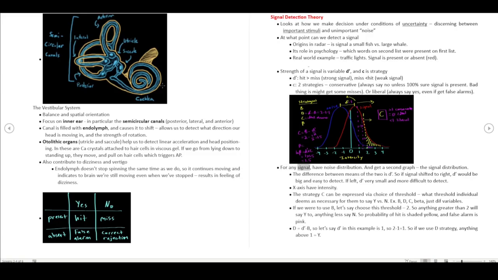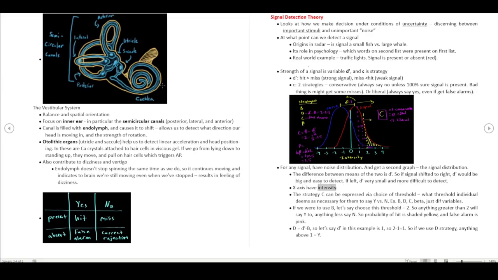For any signal, have a noise distribution, and get a second graph, the signal distribution. The difference between the means of the two is D. So if the signal shifted to the right, D would be big and easy to detect. If left, D very small and more difficult to detect.